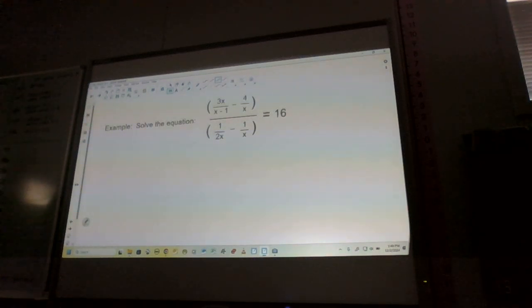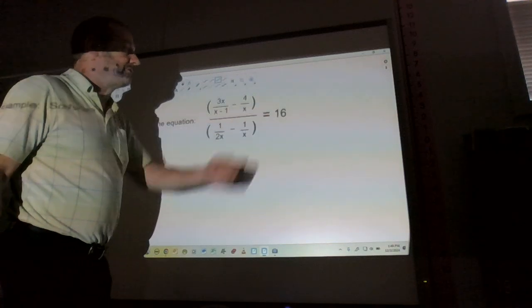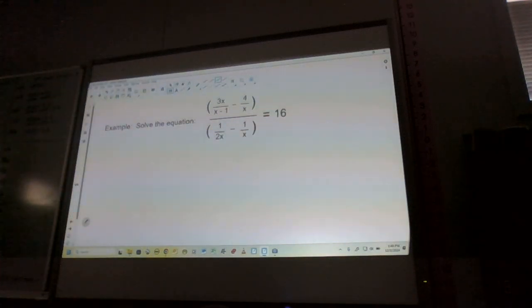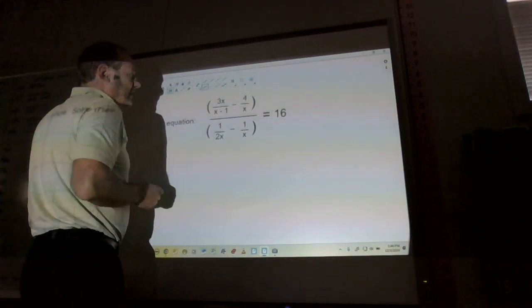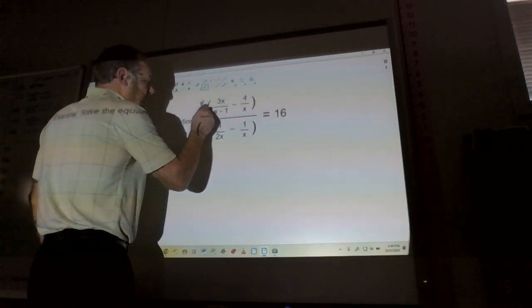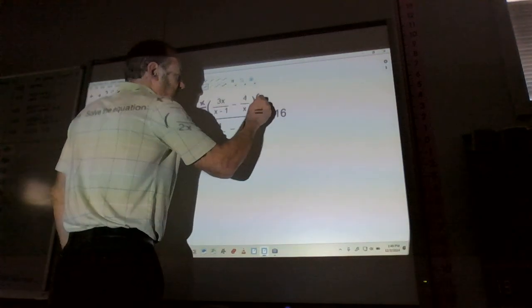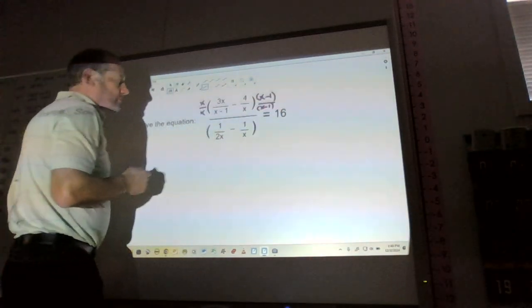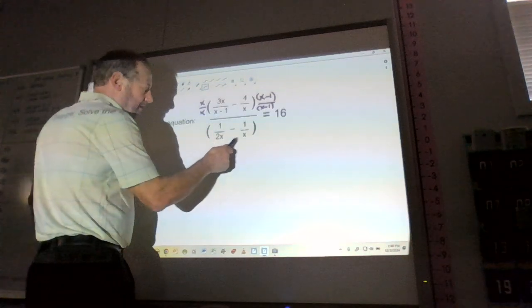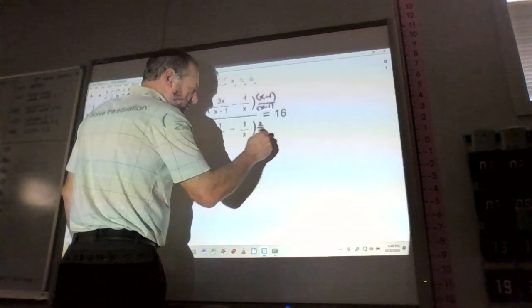Okay, now how to solve an equation. This one, notice you're not just simplifying it, it equals something, it equals 16. Okay, so what are we going to do here? Well, I'm going to simplify this part right here. So I need to get a common denominator. I'm going to multiply this by x over x. I'm going to multiply this by x minus 1 over x minus 1. And the denominator, I'm going to multiply this by 2 over 2.